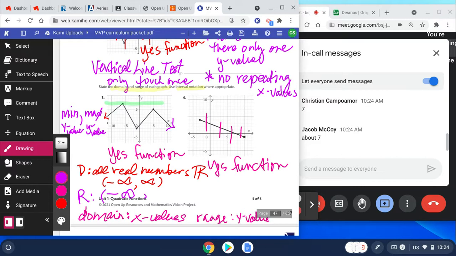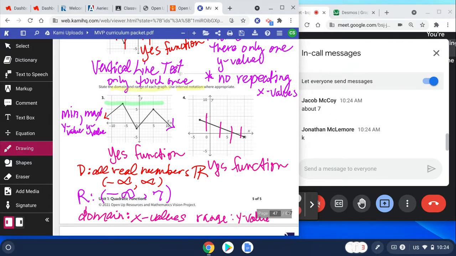Awesome. So the answers that you're giving me, Jonathan, are correct. You're just not putting them in interval notation. You're putting them in set builder, which is also perfect. But right now, since this is asking for interval, I'm going to keep going back to interval. Beautiful. Okay, let's go look at the next one.